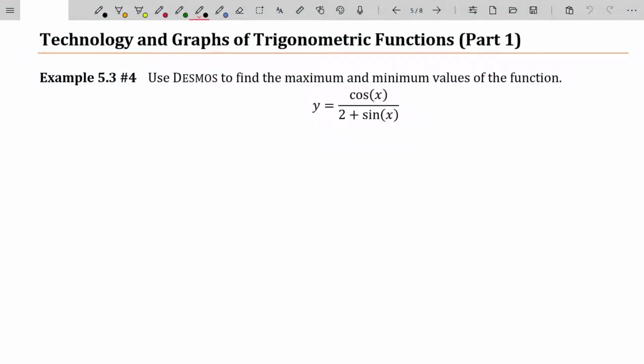Hello, my name is Roy Simpson, professor of mathematics at Cosumnes River College in Sacramento, California. In this video, we're going to talk about how to use technology with the graphs of trigonometric functions.